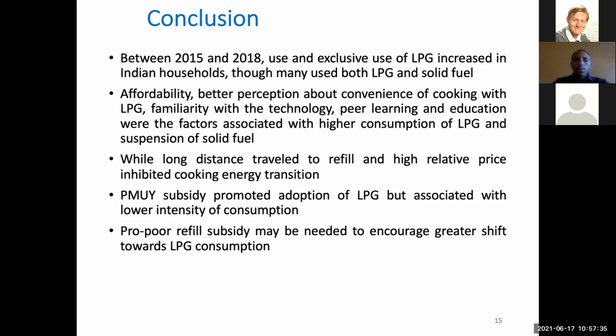So the PMU subsidy promoted adoption of LPG, but it was associated with lower intensity of consumption. Therefore, proper refill subsidy may be needed to encourage greater shift toward this LPG consumption and suspension of solid fuel.